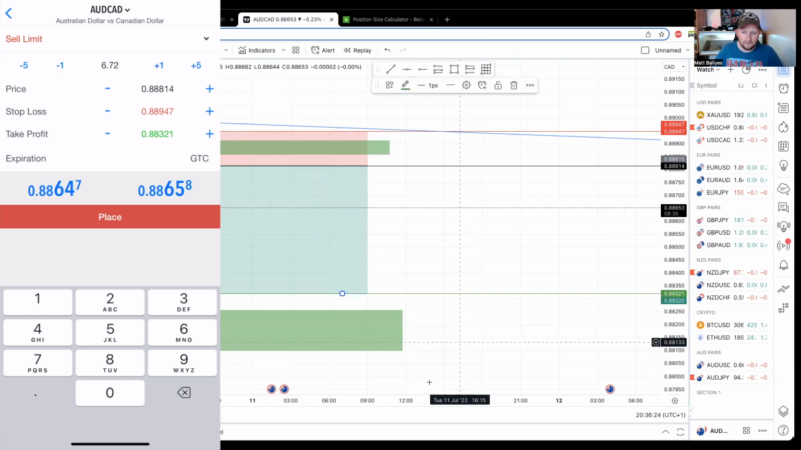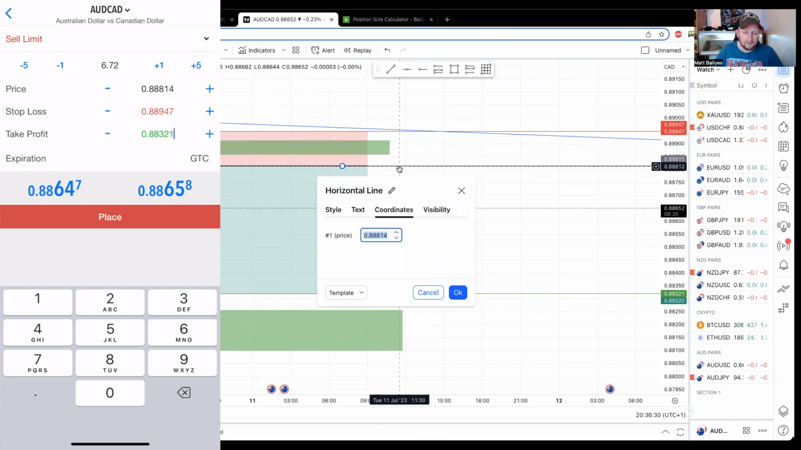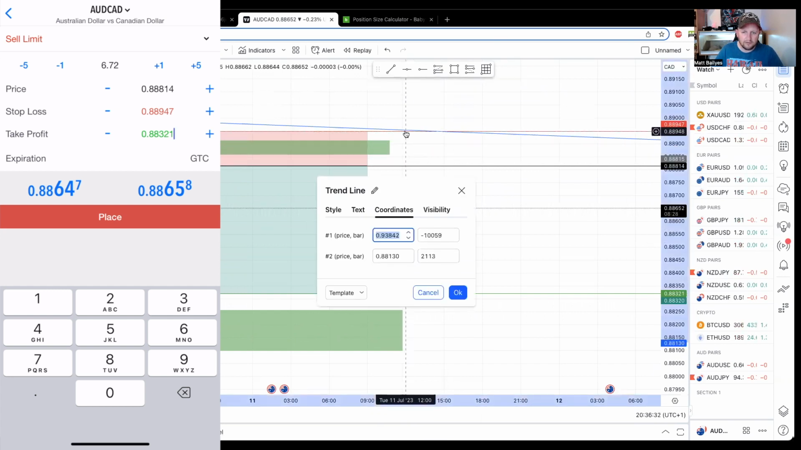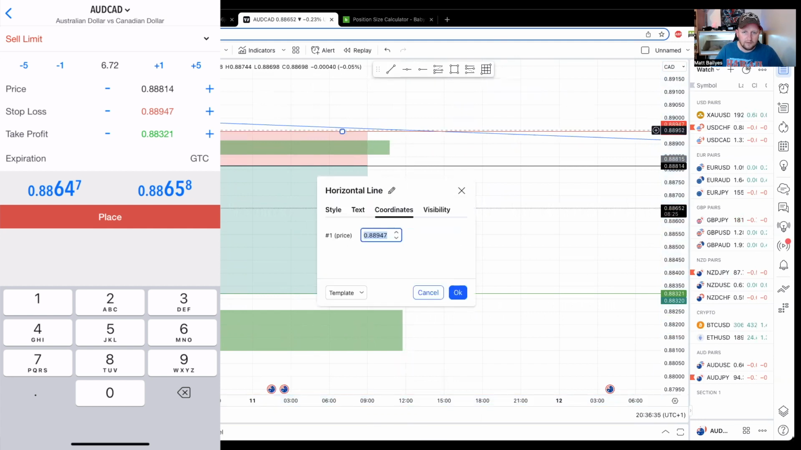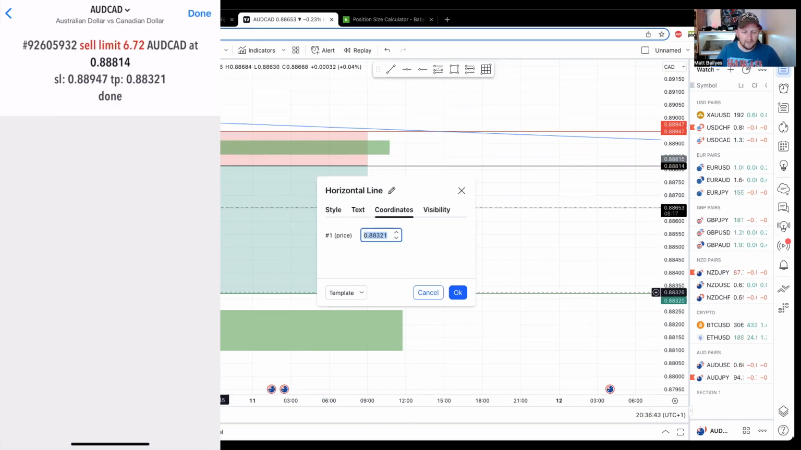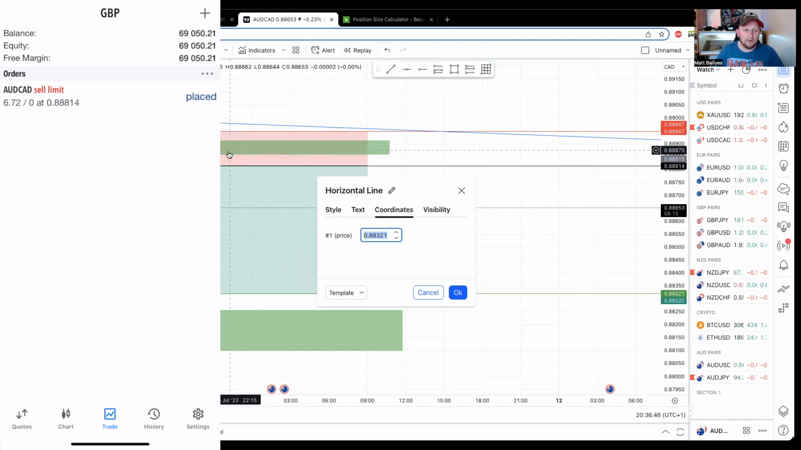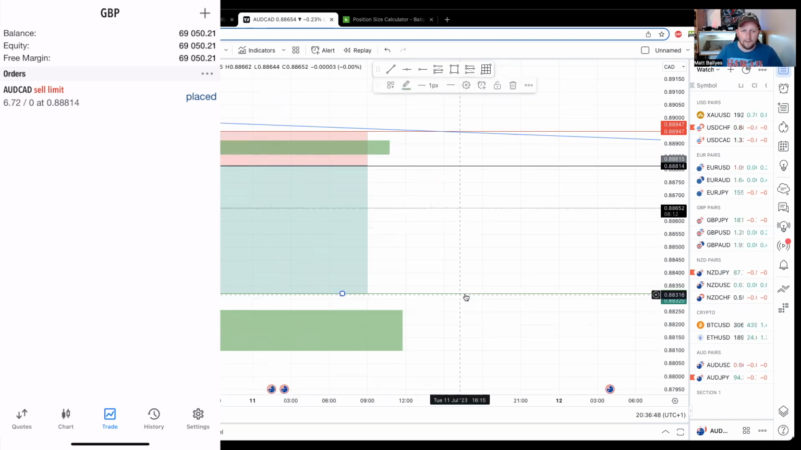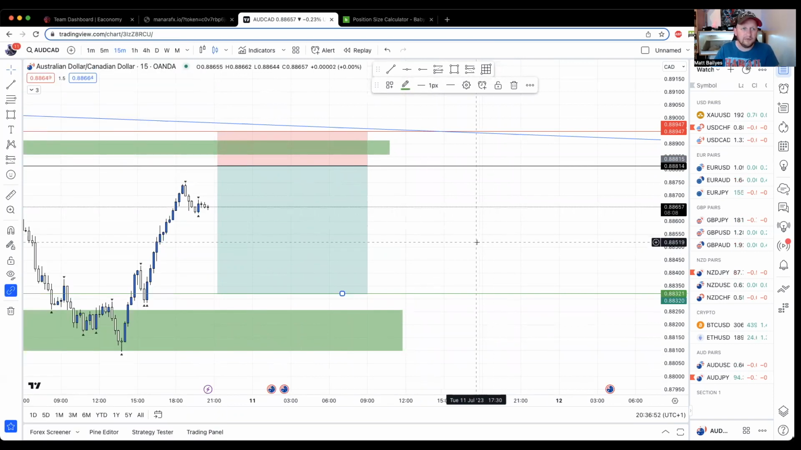I'm going to double check everything, make sure we're in a sell position. So we've got sell limit. I'm going to double check the price, make sure that's in the right place. Double check the stop loss. The stop loss is correct, and then our take profit is correct. Once I'm happy with all that, all you need to do is press place. There it is. Now we're waiting for the price to come up, tap that area, and then come straight down to our take profit. So that is how I use Manara to help me find trade ideas.